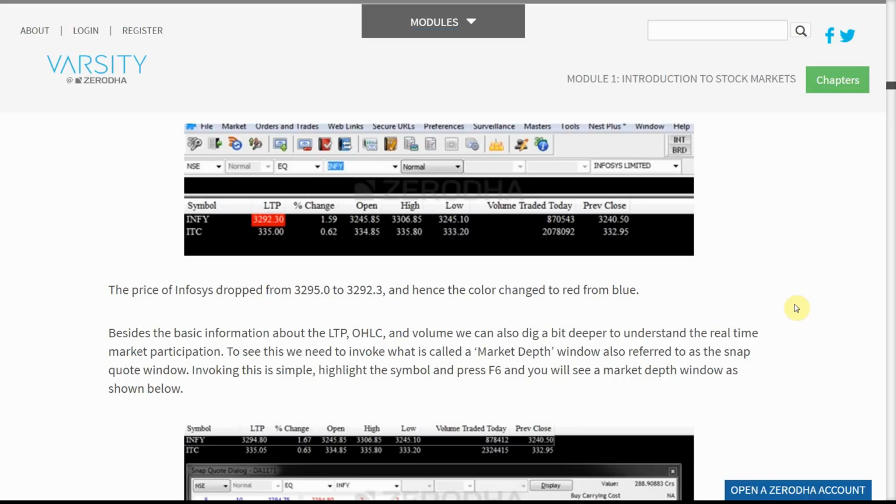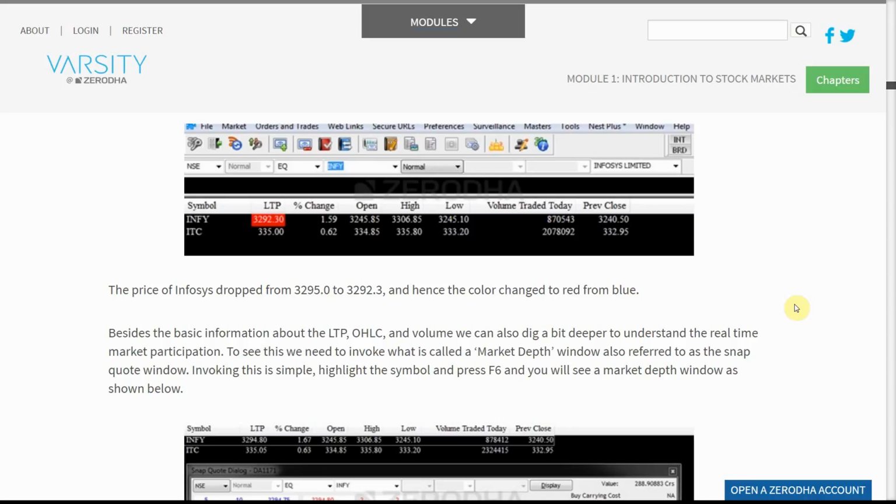To see this, we need to invoke what is called a market depth window, also referred to as the snap quote window. Invoking this is simple. Highlight the symbol and press F6 and you will see a market depth window as shown below.